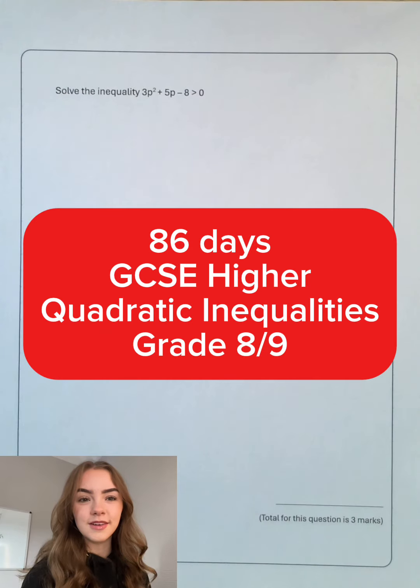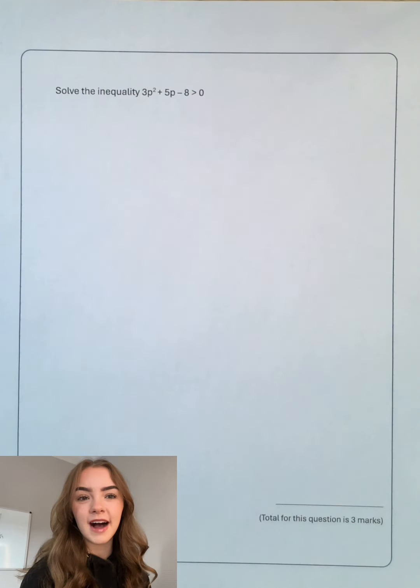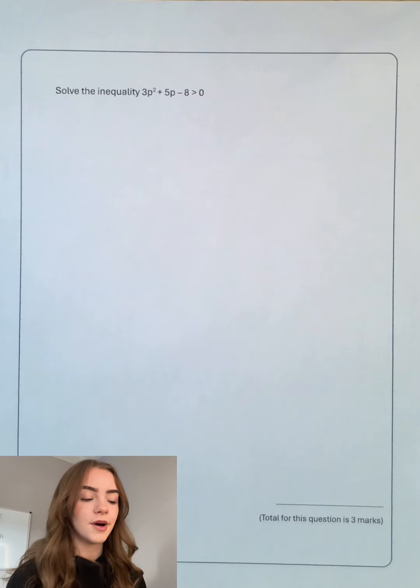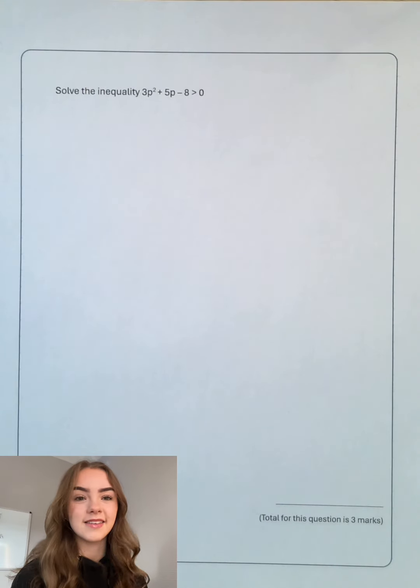86 days until GCSE Maths Paper 1. Pause the video, have a go at this question, and then we'll have a look at it together. Solve the inequality 3p squared plus 5p minus 8 is greater than 0.